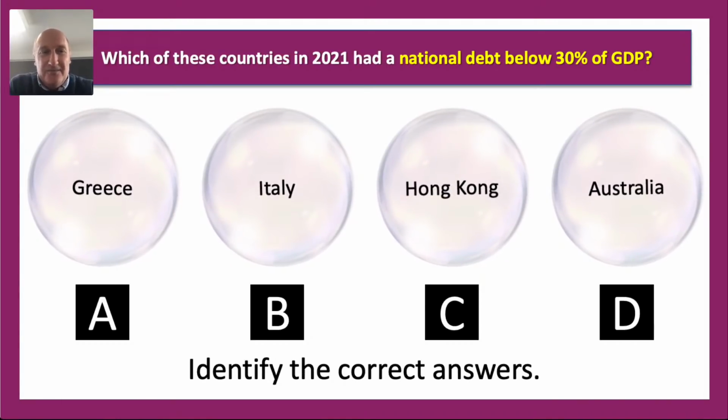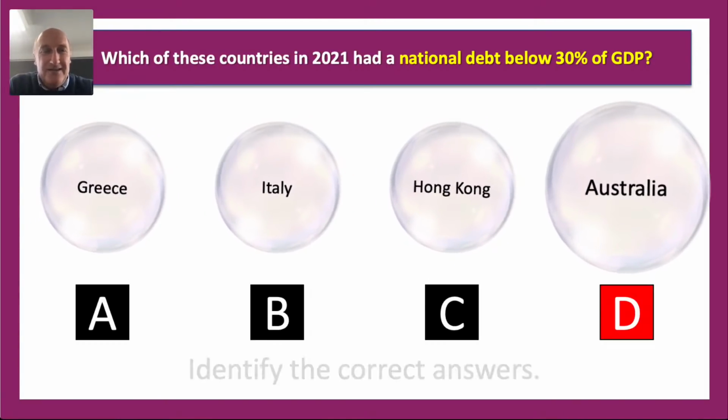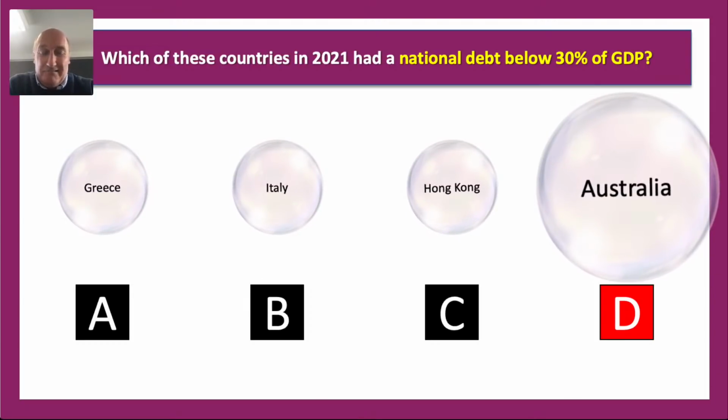Let's have a look at the answers. It's defo not Greece, Italy, or Hong Kong. It's Australia. Australia had a national debt of 25% of GDP. Hong Kong a bit above. Italy well above 100%. Of course, Greece 190%, the highest debt of any European country. Japan lies above it. One more. Here we go.